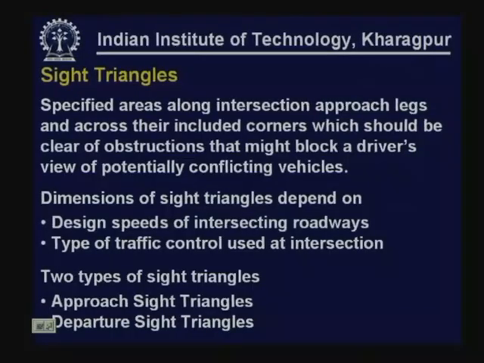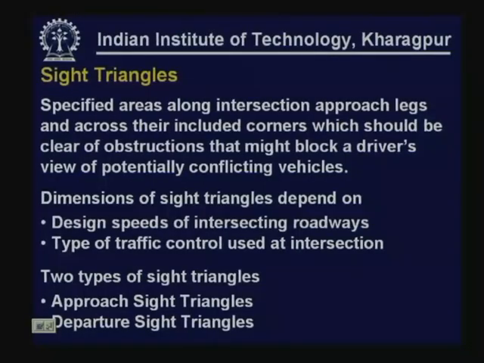Let us now try to understand the concept of side triangle. Side triangle is the specified areas along intersection approach legs and across their included corners, which should be clear of obstructions that might block a driver's view of potentially conflicting vehicles. That means, when a vehicle is approaching an intersection, it is the triangular area near the corner which should be free from all kinds of obstructions that might block the view, or the line of sight.